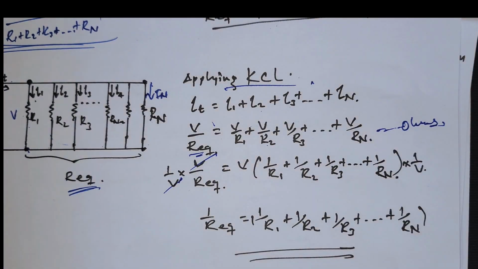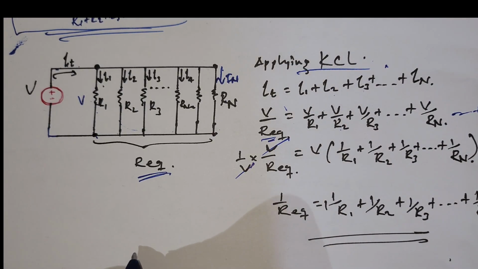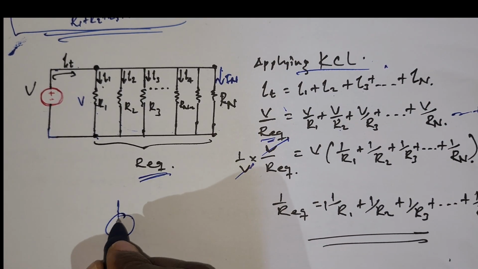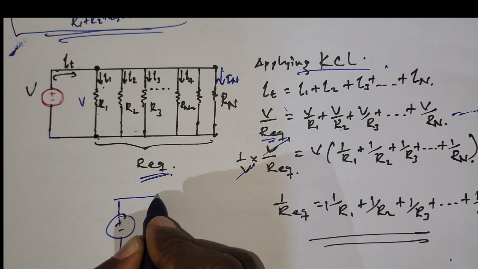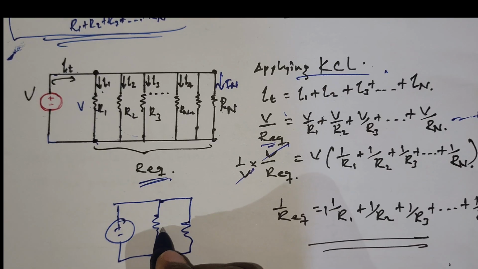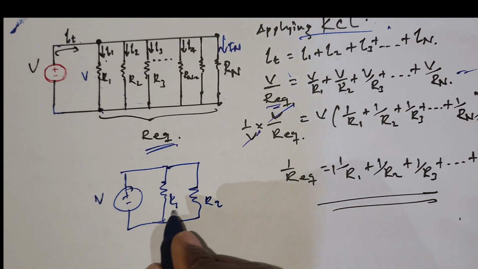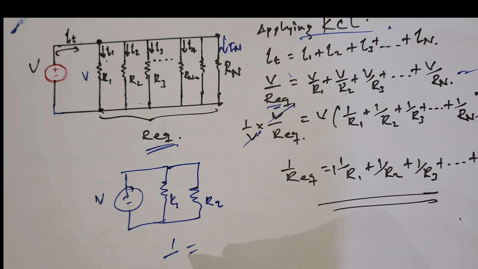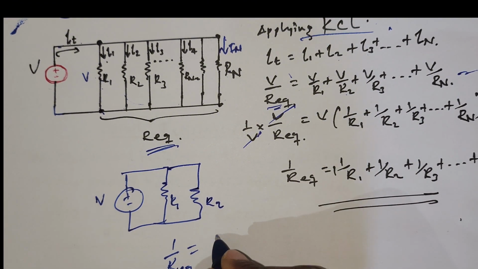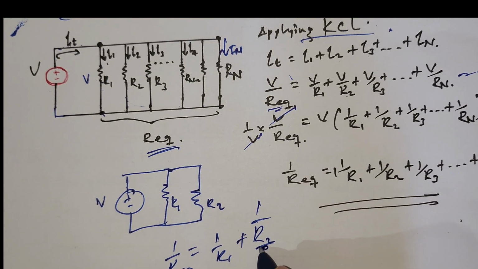We divide both sides by V, so the V is cancelled out. The 1 over R equivalent is equal to 1 over R1 plus 1 over R2 plus 1 over R3 up to 1 over Rn. If you have only two parallel resistors, R1 and R2, then 1 over R equivalent is equal to 1 over R1 plus 1 over R2.